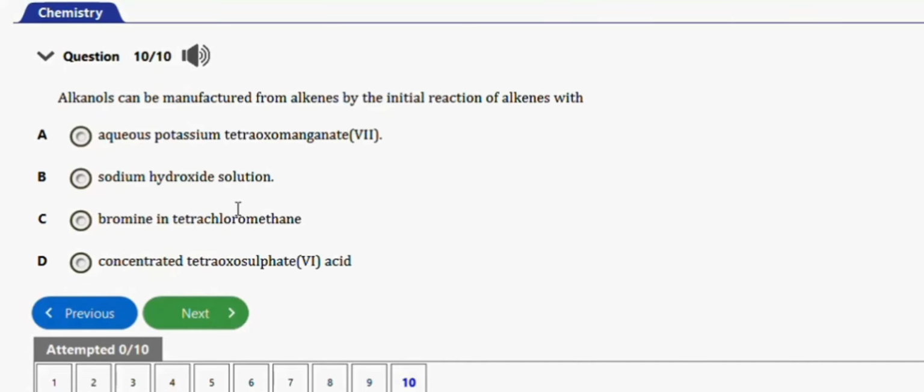The last one will be this one. It says alkanols can be manufactured from alkenes by the initial reaction of alkenes with. The right answer will be option D, concentrated tetraoxosulfate(VI) acid.